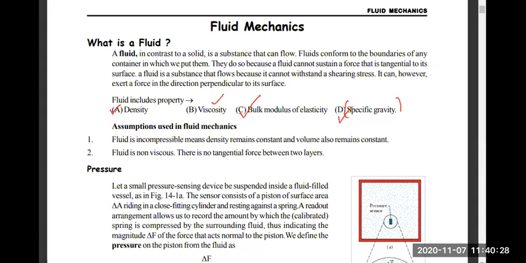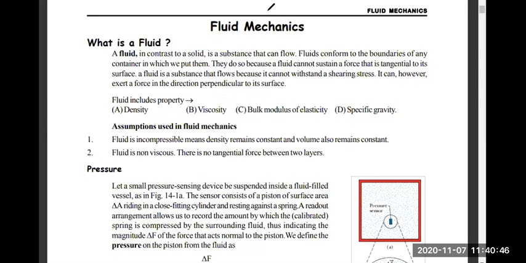That's it. All of you should remember, we have studied this in the gaseous state. Specific gravity is relative density. Okay, relative density, right, everyone? Yes.